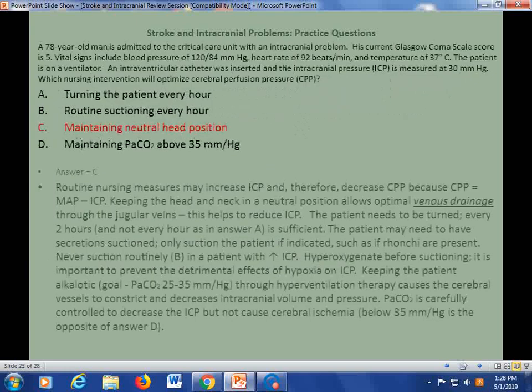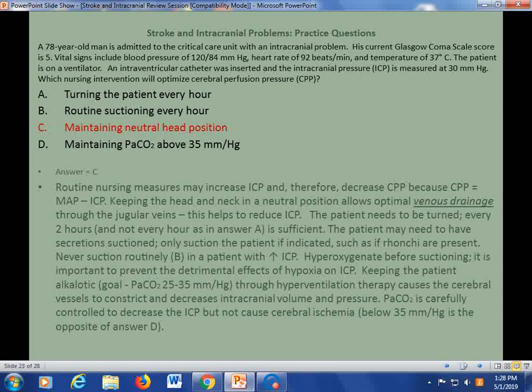So this again is really asking the same question. We're asking about the 8s of ICP management. And one of the 8s of ICP management is to keep the head straight. Well, it doesn't say straight there, but maintaining a neutral head position is the same thing as staying straight.